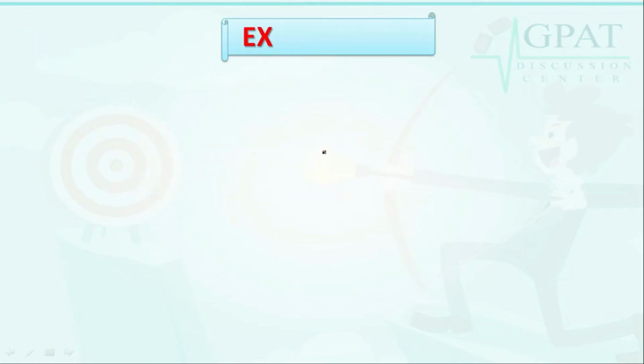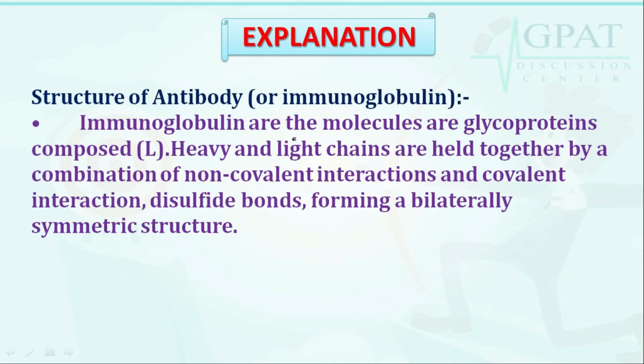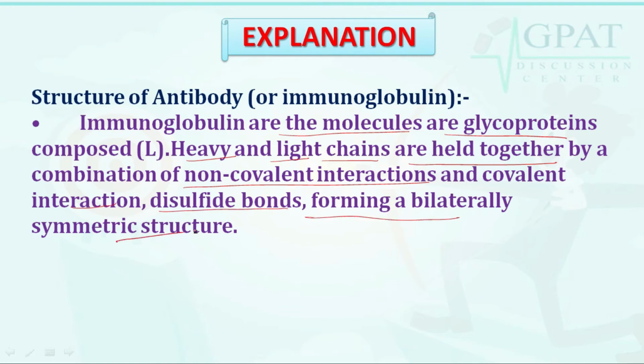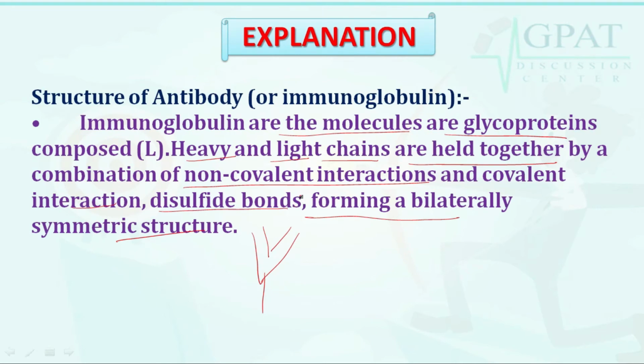So let's discuss with the help of the explanation the structure of antibody immunoglobulin. Immunoglobulins are glycoproteins composed of heavy and light chains held together by a combination of non-covalent and covalent interactions and disulfide bonds, forming a bilaterally symmetric structure. It's just like this structure. So students, it contains heavy chains, light chains and disulfide bonds.